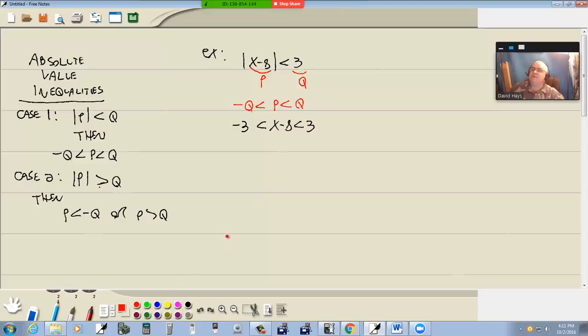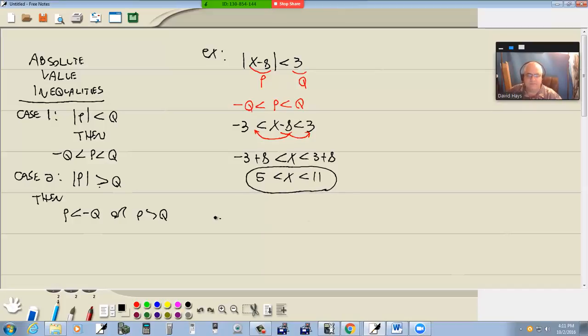Now this is a three-sided compound inequality, so we're trying to get the x by itself in the middle. So I'll take negative 8 and move it over to the other two sides. So I got negative 3 plus 8 is less than x is less than 3 plus 8. That gives us 5 is less than x is less than 11. And that's our answer.